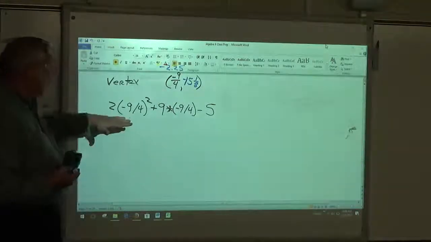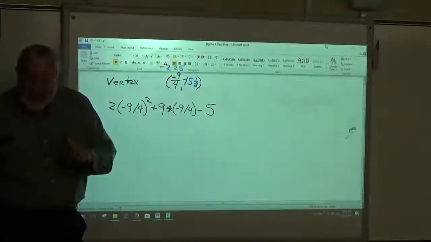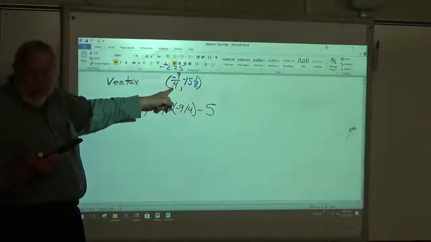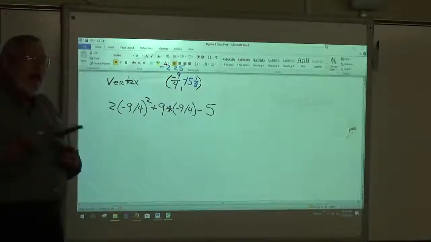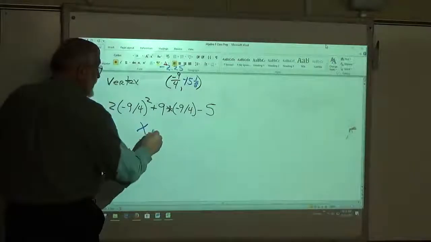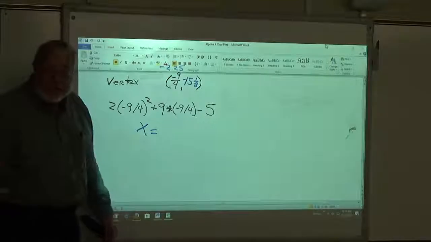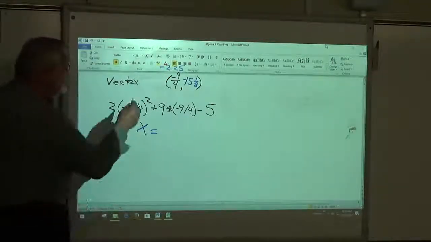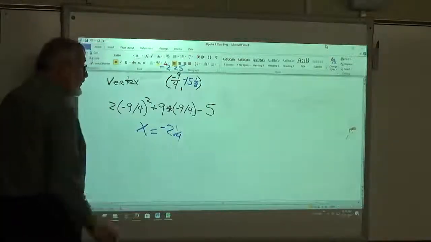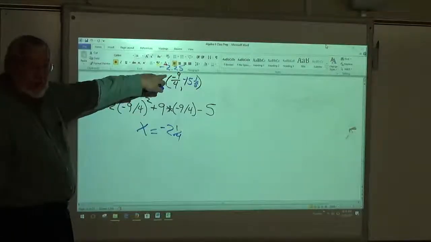Okay, so what did we just do here? We found the vertex, and then we found y. In order to find the y, all we found was the x of the vertex. Now, if I asked you what's the axis of symmetry for this problem? Remember, the axis of symmetry is just the x value. So x equals negative 2 and 1/4, or negative 2.25, or I could have said x is equal to negative 9/4.